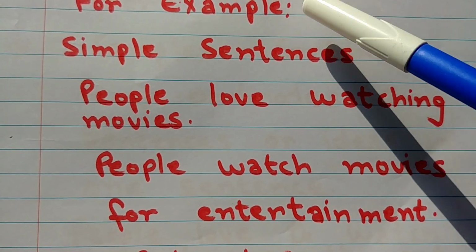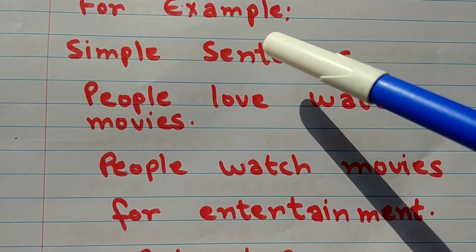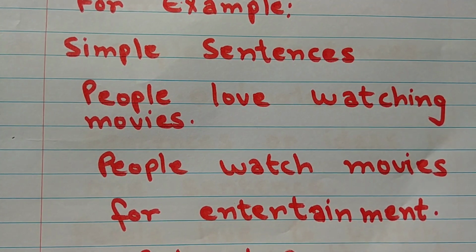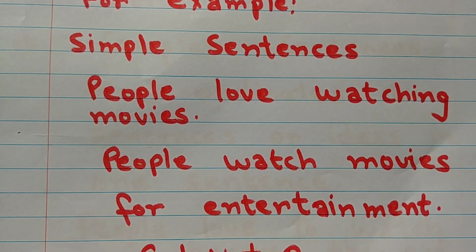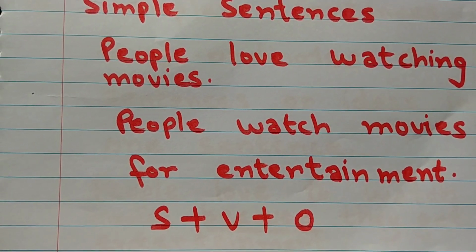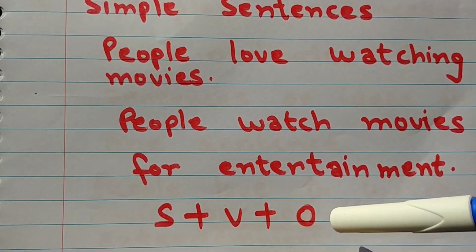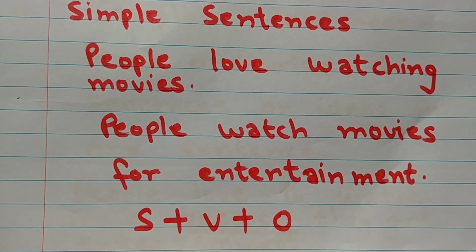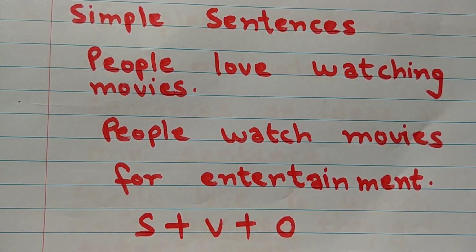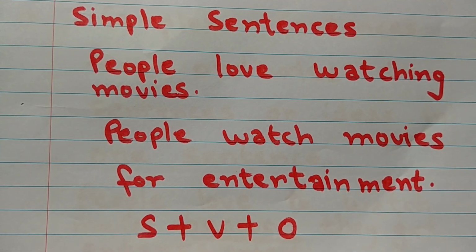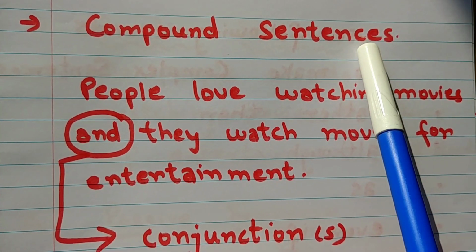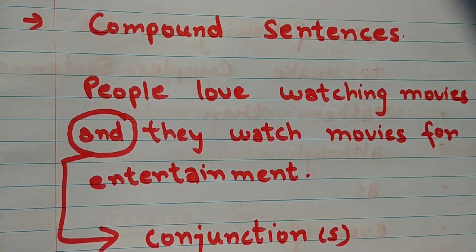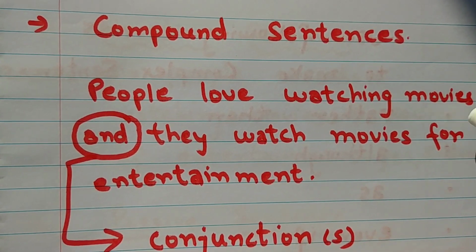Here there are two sentences. People love watching movies. This is the simple sentence. And one sentence is, people watch movies for entertainment. So in these two sentences there are subject, verb and object. This is called simple sentence structure, and most of the students who are appearing for the IELTS exam make this mistake. They are just filling their whole answer with simple sentences.